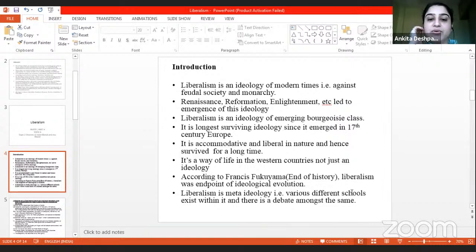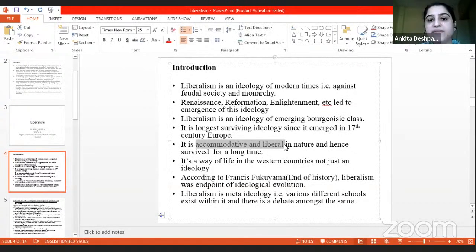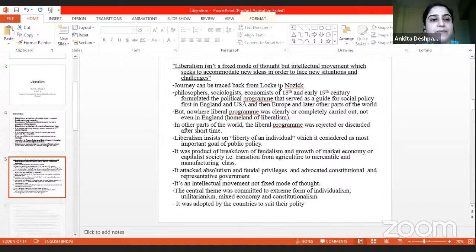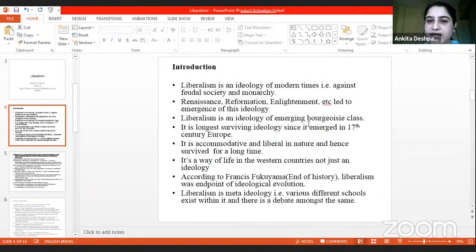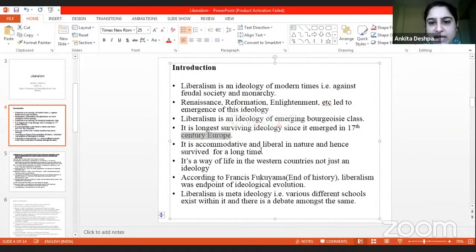Liberalism is also called a meta ideology. Various different schools exist within it, and there is a debate amongst them. But like I told you, liberalism is accommodative and liberal in nature, so various schools, various modes of thought came up. Each country adopted it according to its own polity. Just remember, liberalism was an ideology of modern times, emerged in 17th century Europe. The Reformation, Renaissance, and Enlightenment played a very important role in the emergence of this ideology. It was against feudal society and monarchy in Europe. And it has survived for a long time. It is a way of life in Western countries.